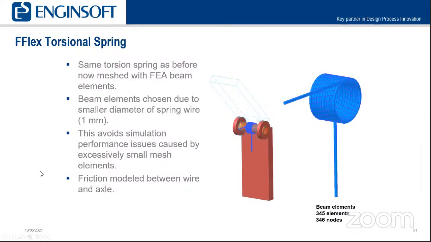So now we're going to move on to using FFlex for a torsional spring this time. This is the same torsion spring that we were looking at before, but now we have it meshed using FEA beam elements. The reason we chose beam elements is that the diameter of this spring wire is quite small, 1 millimeter. When things become that small, in order to avoid the element size being too small, which will result in slow simulations, we can use this beam element, which will keep the elements at a reasonable size. Another thing that we're able to do using FFlex is to model friction between the wire and the axle.